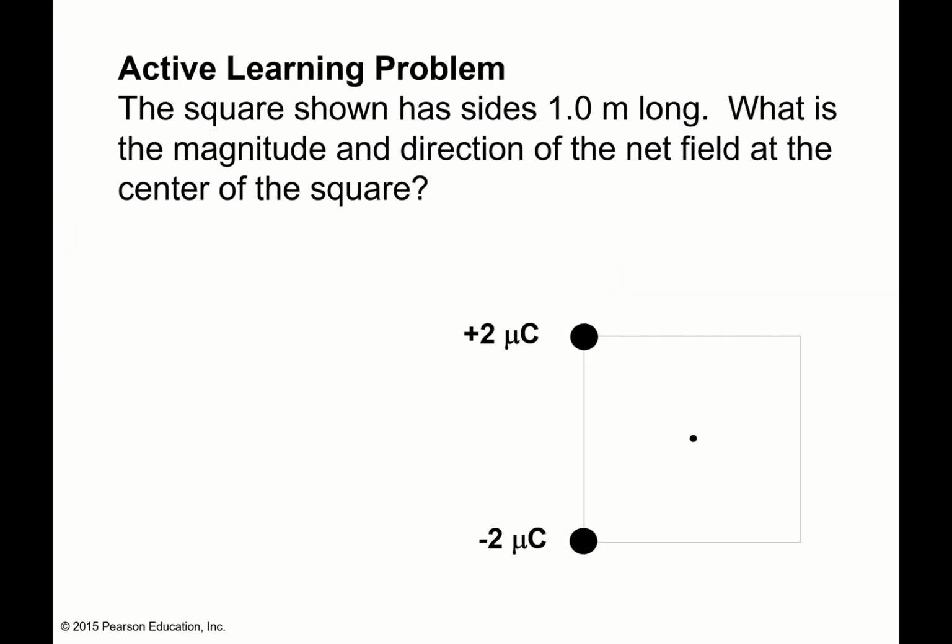And so what I want you to do today for your active learning problem is to calculate what's the direction and the magnitude of the net electric field at the center of the square. And you're told that the sides of the square have a length of 1.0 meters. So you need to calculate at the position of that dot at the center of the square, what's the net electric field due to those two charges, a plus 2 microcoulombs and a minus 2 microcoulombs. And remember to start by drawing the arrows for the direction of the electric field, and that'll help you figure it out.